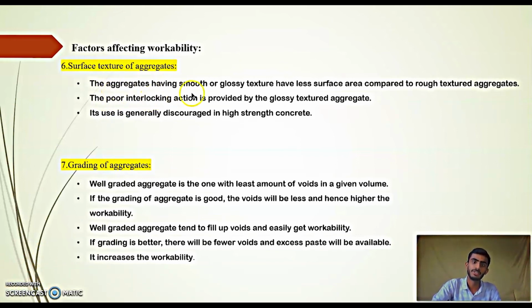The aggregate having smooth or glossy texture has less surface area compared to the round rough texture aggregate. As we learnt in the previous slide, the aggregate having smooth or glossy texture has less surface area. Due to it, they have no porous surface area compared to rough textured aggregates. Poor interlocking action is provided by the glossy textured aggregate. Its use is generally discouraged in high strength concrete. It mostly affects high strength concrete.